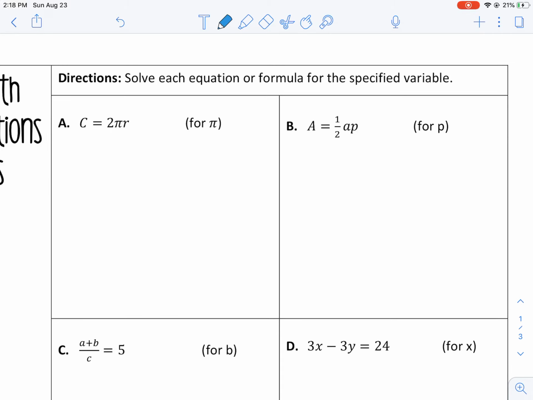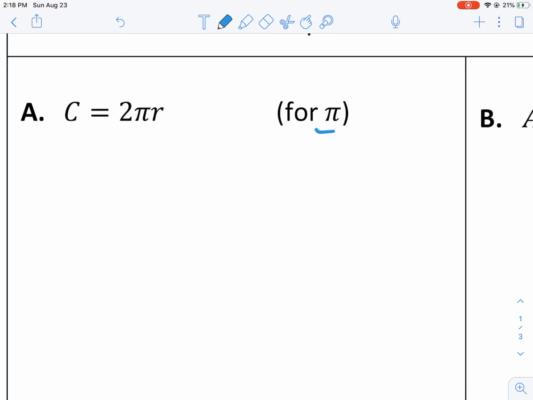So when you have a literal equation, they're going to give you some kind of equation. Like for example, we have C equals 2 pi r. I don't know if you remember, but this is the circumference of a circle. So geometry connection there. But it wants us to solve for pi, right? So we're still using our solving skills that we've been doing all week, except we want to get pi by itself. So that means we need to get rid of this 2 and we need to get rid of this r.